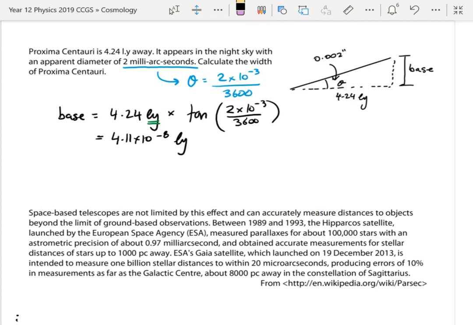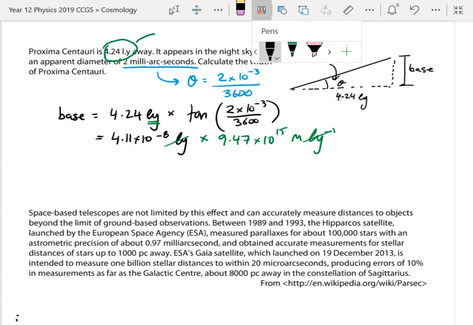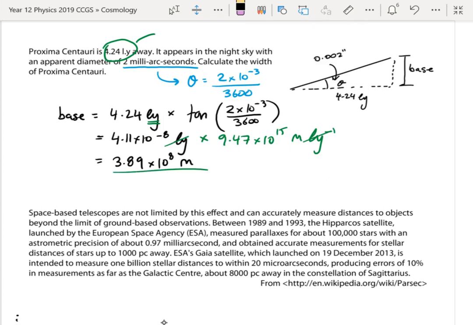Well, here's the thing. We want to convert it to SI units. Now, I could have converted up here, I could have converted to meters, but let's just do it here. We're going to multiply by 9.47 times 10 to the 15 meters per light year. The light years cancel, and it'll convert it into meters for us: 3.89 times 10 to the 8 meters.